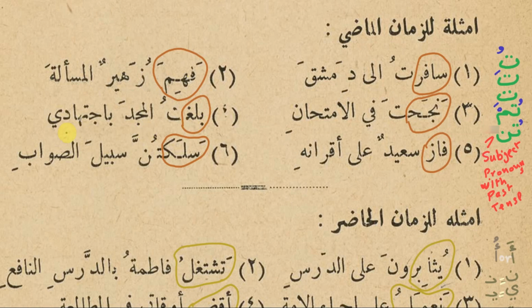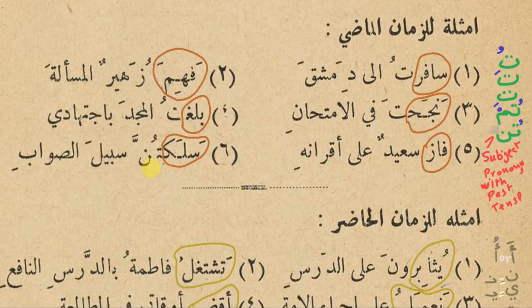بلغت المجد باجتهادي. I reached glory with my hard work. بلغ, he reached. سلكتن سبيل الصواب. سلك, he followed a path. سبيل is a way of righteousness. So سلك, سلكتن, you, feminine, plural. So a feminine plural will take this pronoun, tunna.